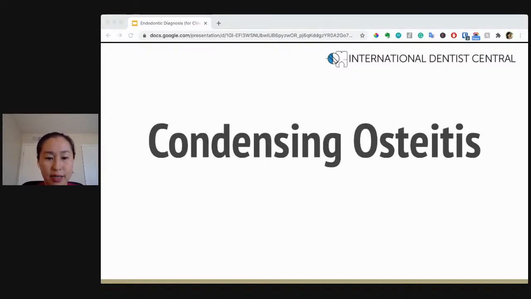Condensing osteitis. Up until this point for the apical structures, if there was a change in a radiograph, it was radiolucency that would have come up. Condensing osteitis is a radiopaque lesion.